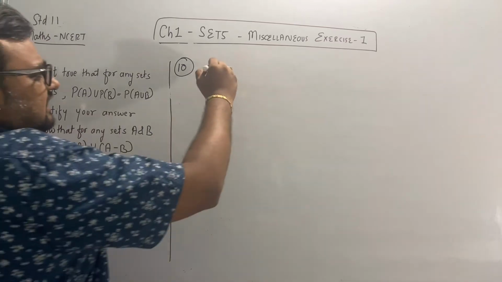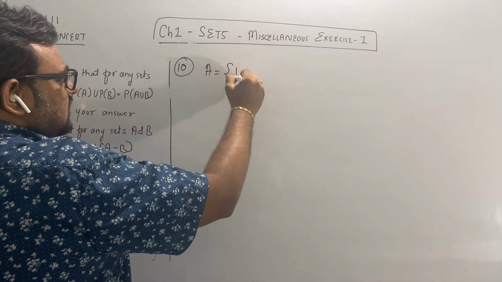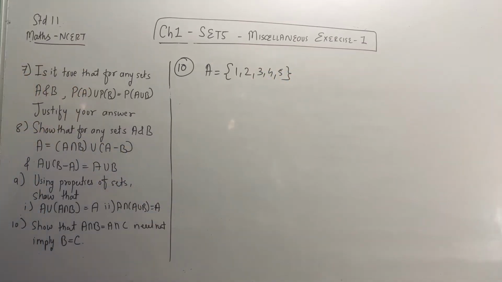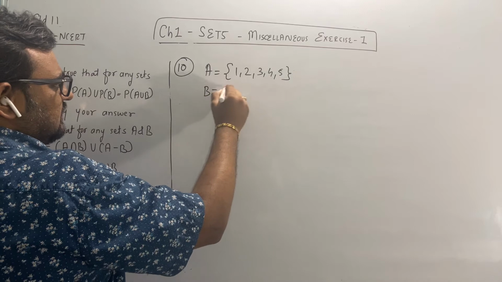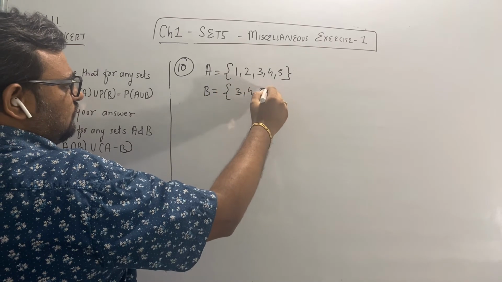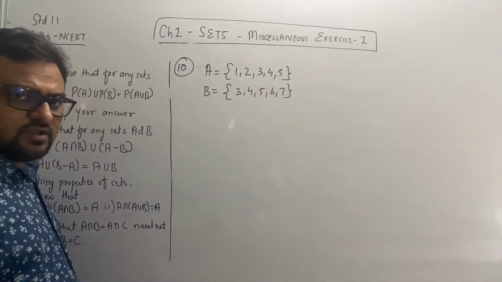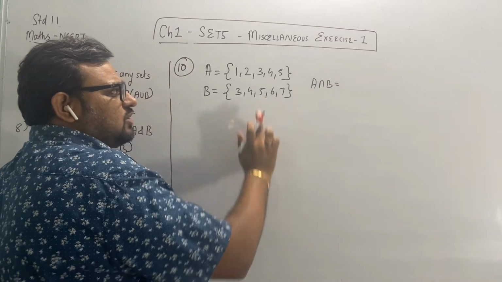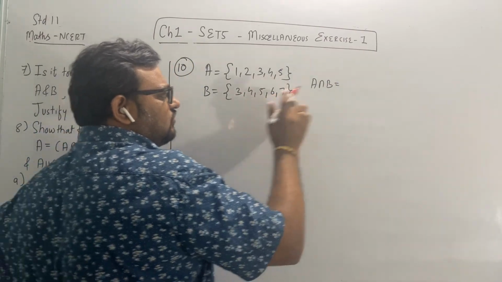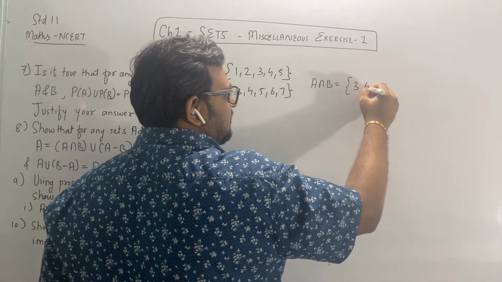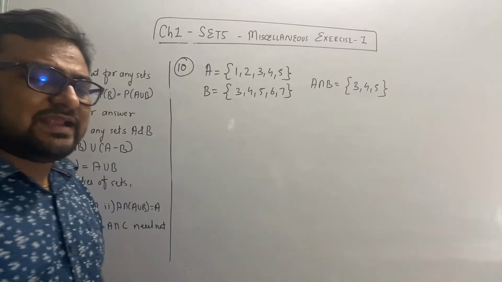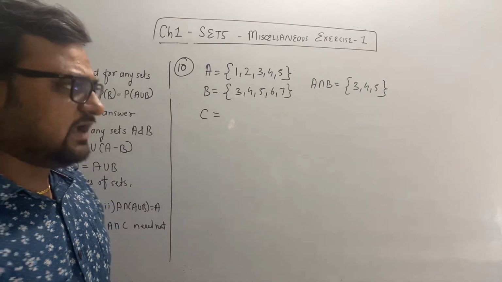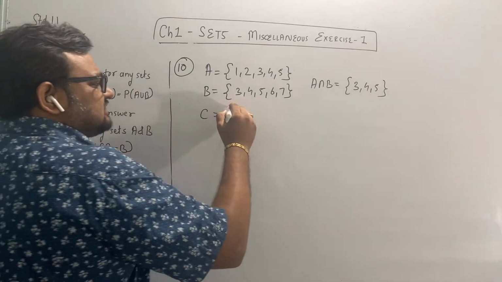Okay, so let's take set A as 1, 2, 3, 4, 5. Set B as 3, 4, 5, 6, 7. So what is the intersection of A and B? You can see here what is common: 3, 4, 5. Now you have to select the set C in such a way that A intersection C is also equal to 3, 4, 5. So let's take 3, 4, 5 common.